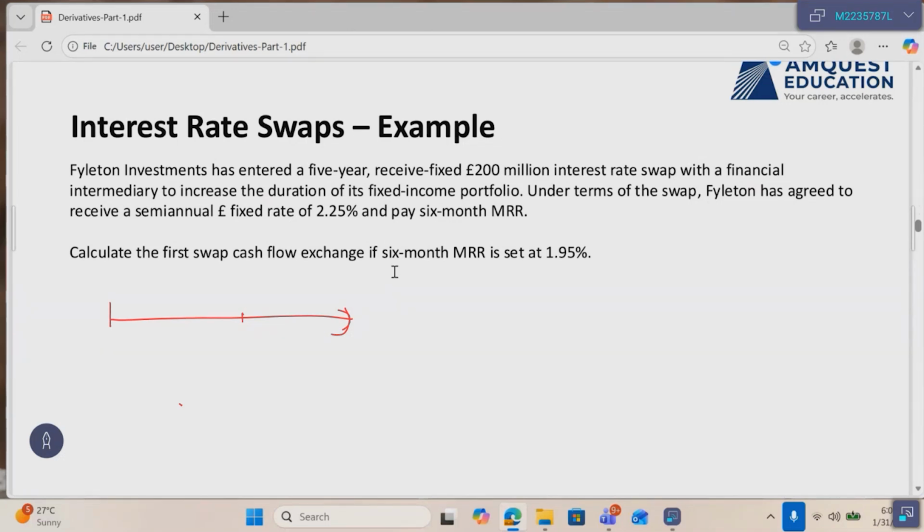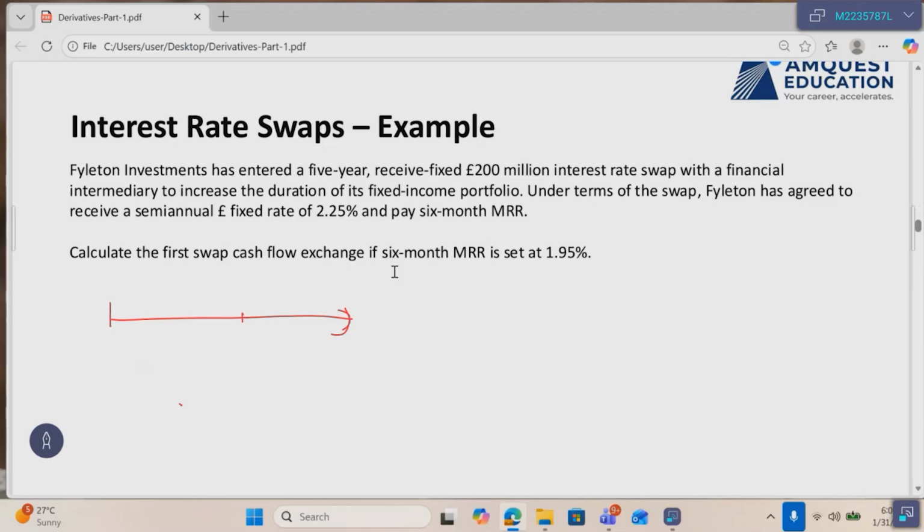You have to do it based on what's given in the exam. They'll tell you later that MRR is fixed at 1.9%, right? So that's one more. Okay, MRR is the rate. So you have to find out what the cash flow is for the exchange year, and based on it, we're going to follow. Right? 5-year fixed with the financial intermediary.